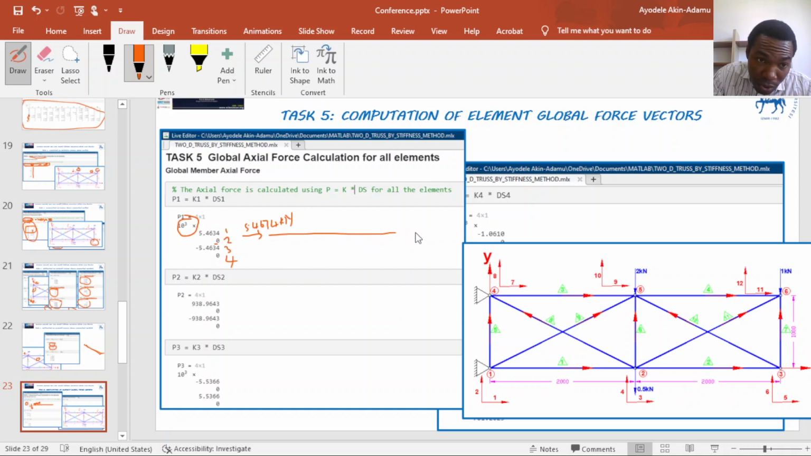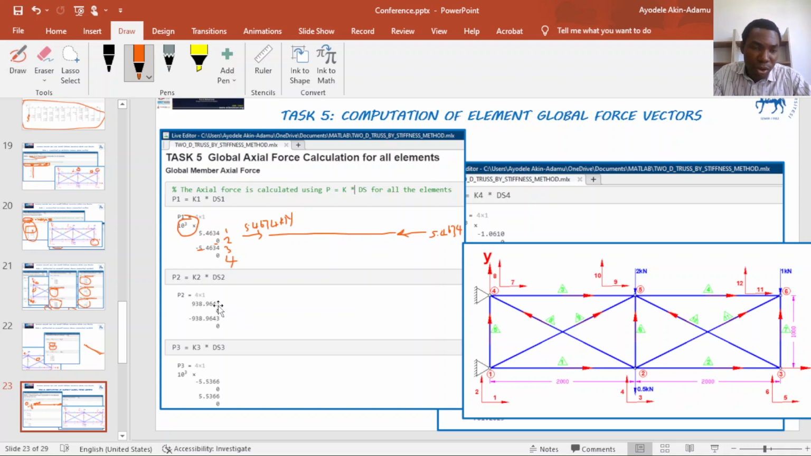For node 2, we have a force of minus 5.4634 kilonewton. Because we have a negative value here, that means the force in the x direction will point to the left, and the value is 5.4634.